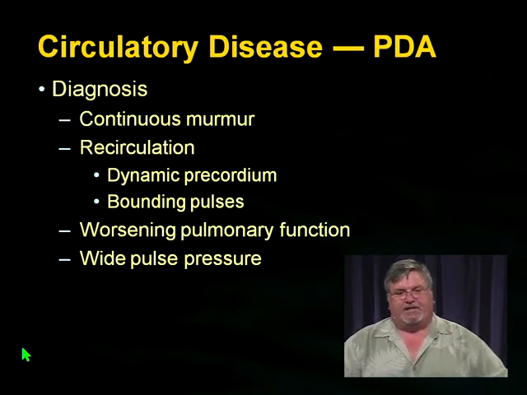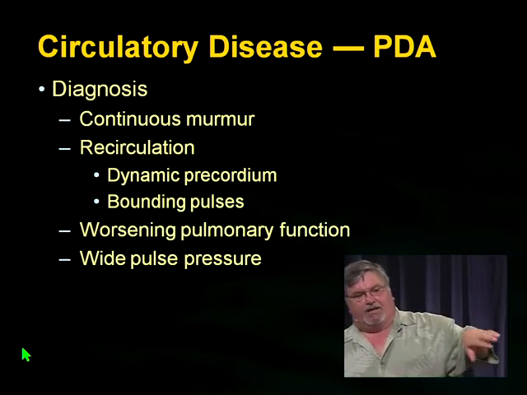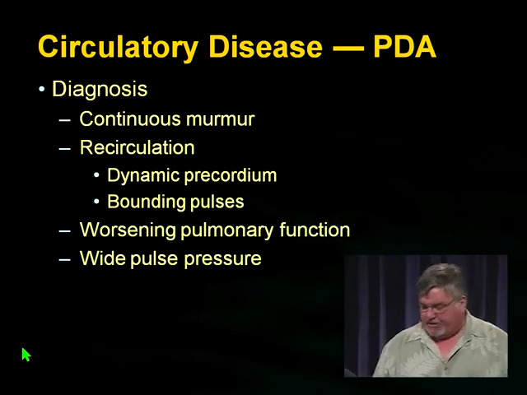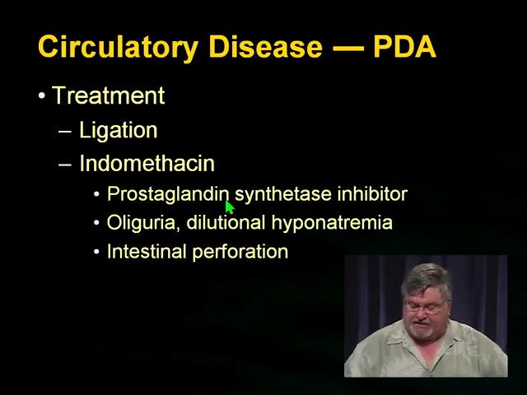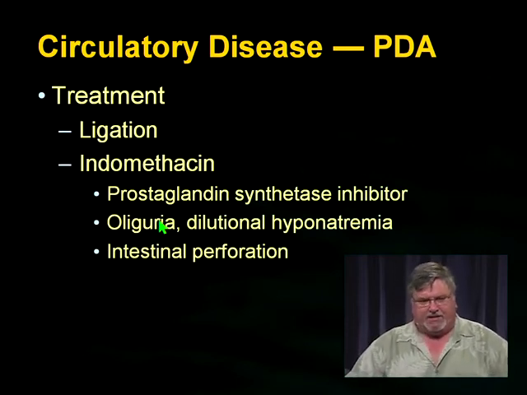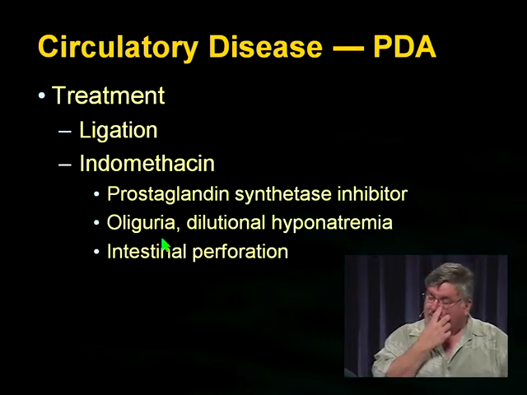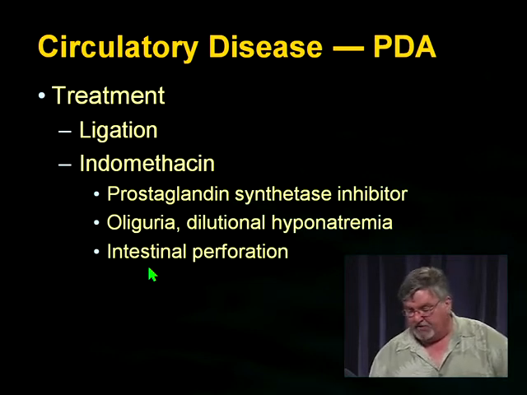Why is it wide? Because at the end of systole, the blood just keeps running into the ductus. So there isn't anything to establish a bottom floor in diastole. So the blood just keeps running into the pulmonary circulation until systole occurs again. Treatment these days, ligation and indomethacin. Indomethacin is a prostaglandin synthetase inhibitor. The problem with indomethacin is that it can cause oliguria. The problem with ligation is that the surgeon can ligate the wrong thing. Indomethacin is also associated with intestinal perforation. So you need to know those complications, oliguria, and intestinal perforation with the use of indomethacin.